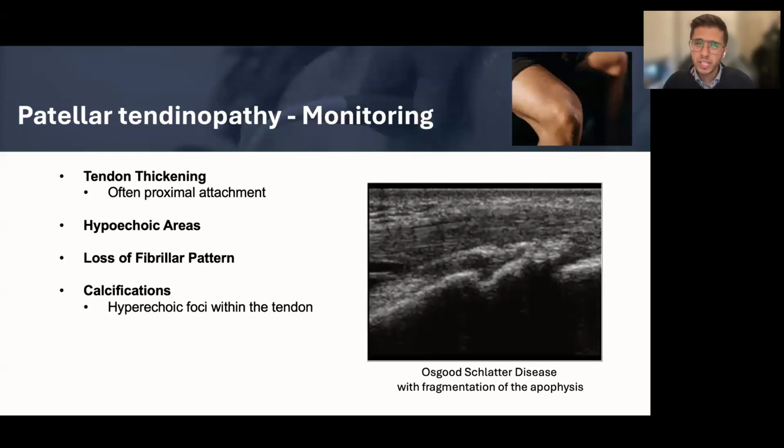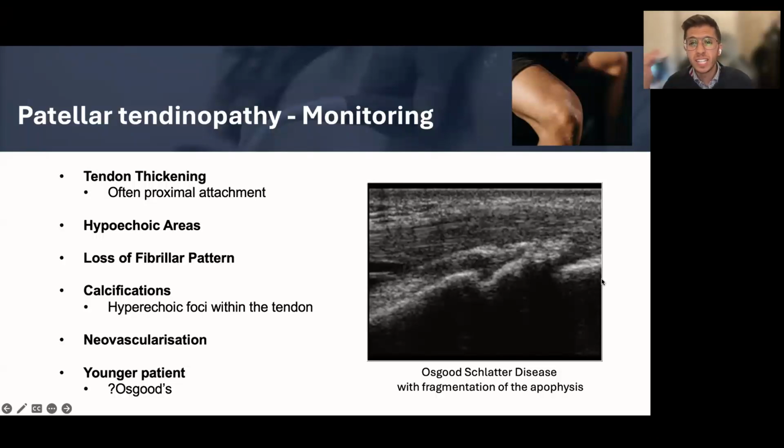Particularly for the chronic conditions, those who have had patella tendinopathy for a long, long time, and even in the quadriceps tendon, you can see calcifications, and those essentially look like bright white areas within the tendon itself. I'll show you an example of that later on. Neovascularization, again, as we'd expect with any tendinopathy. And then in younger patients, often you can see fragmentation of the apophysis in those with Osgood-Schlatter's disease.